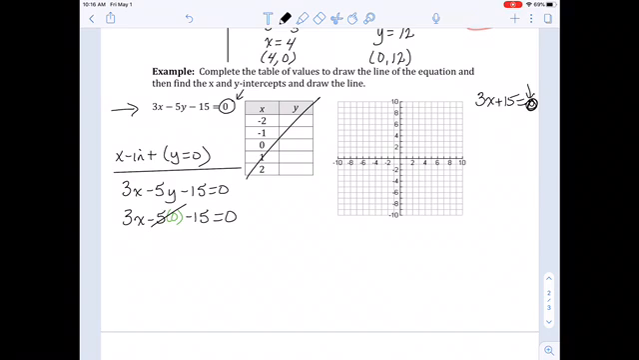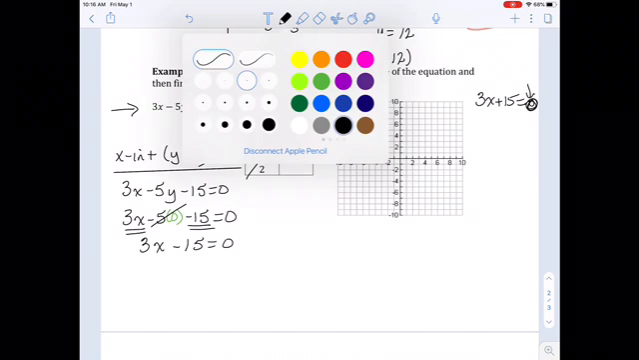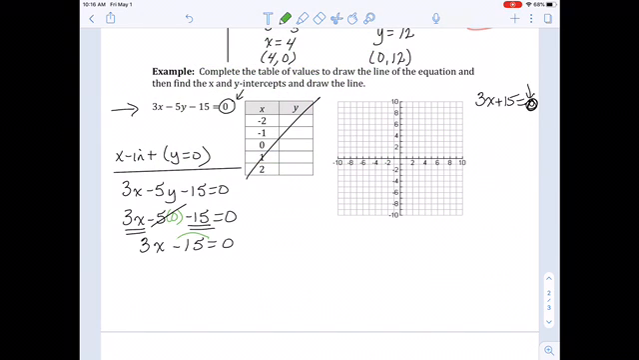Okay, now we're left with our 3x and a minus 15 equals 0. Now if I want to solve for x, I need to isolate my 3x, right? We're going to get him by himself. I'm going to move over the minus 15, and when I move him over, we end up with a plus 15.